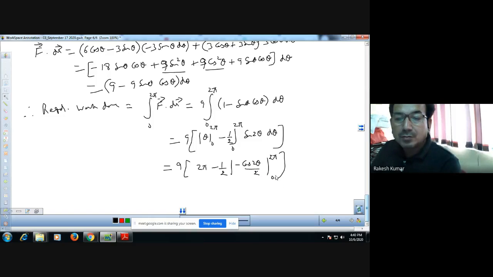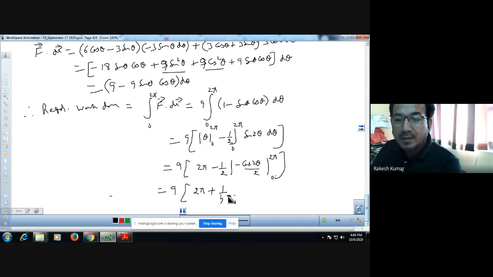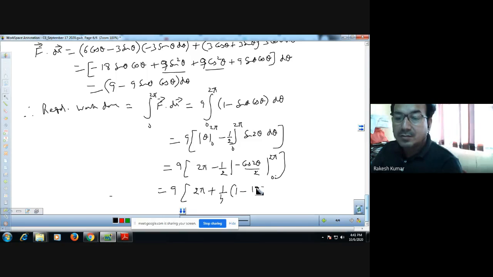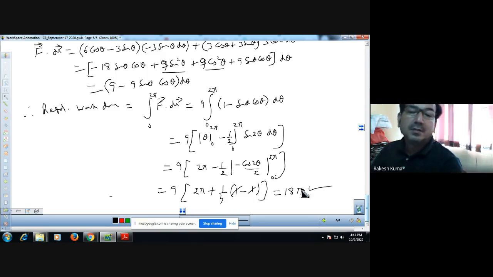That is 2 pi, and minus and minus will be plus 1 by 4. Now put the upper limit 2 pi, that will be cos 4 pi. The cos 4 pi is always 1, and the cos of 0 is always 1. So ultimately this term will give you 0. So 9 times 2 pi is 18 pi. So this is the required work done for the given vector point function.